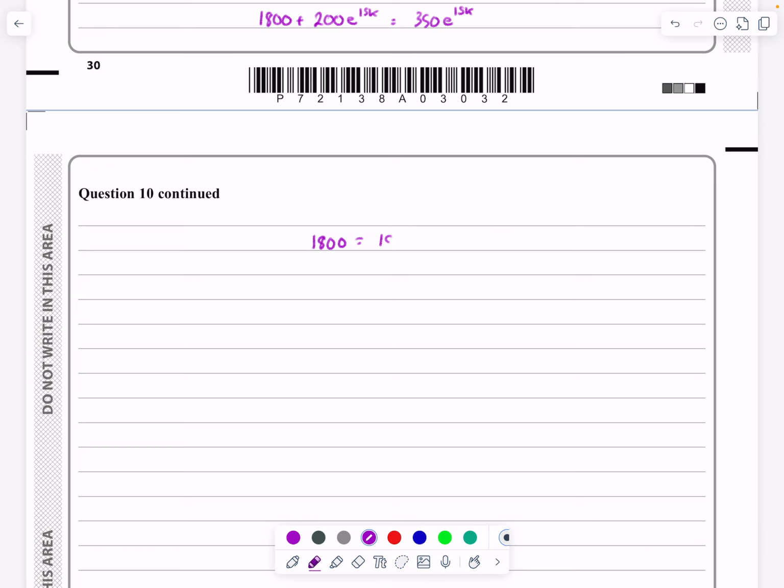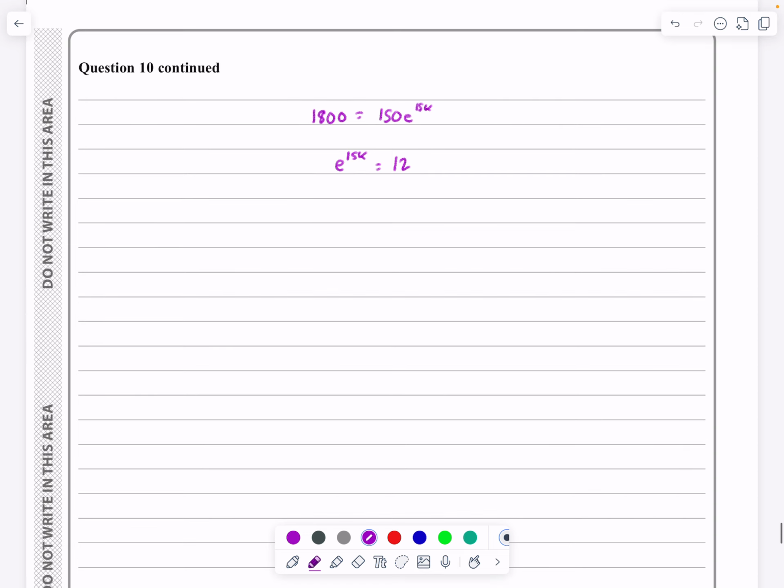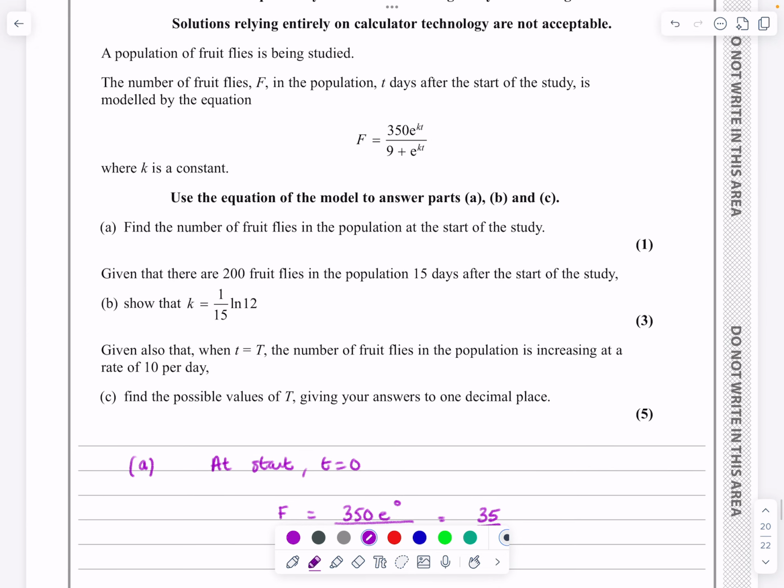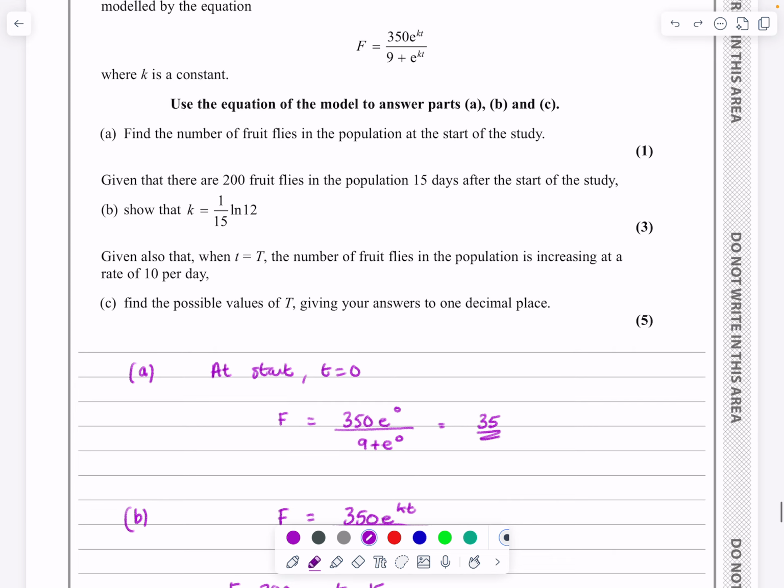Which then gives me 1,800 is equal to 150 e to the 15k, which means that e to the 15k is 1,800 divided by 150, which is 12. Lovely, got to a stage now where I can simply log both sides here. So logging both sides, 15k is equal to ln 12, and k is equal to a 15th ln 12. And if we go back, what's really nice about this question so far, not bad for a question 10, is that they asked me to show that it's equal to something. So I'm sort of expecting part C to be quite tough, given those first two bits.